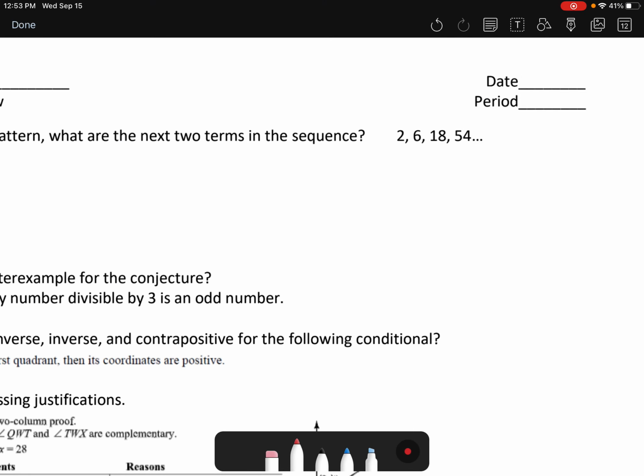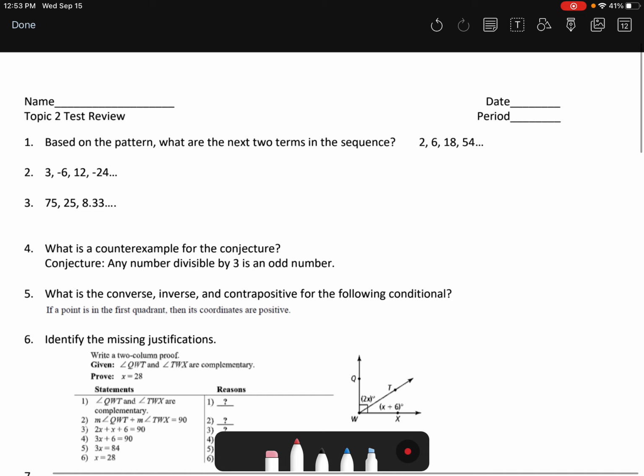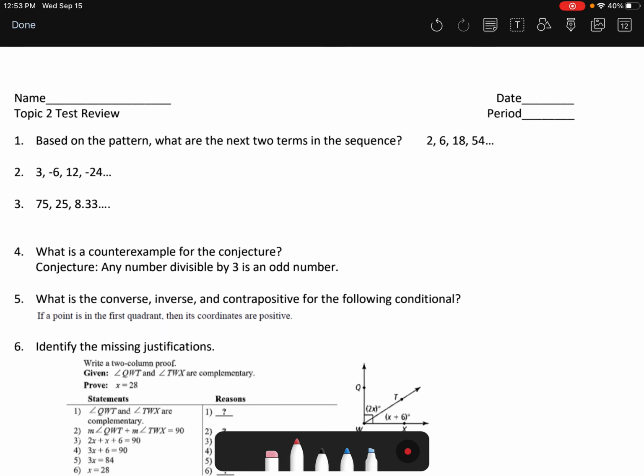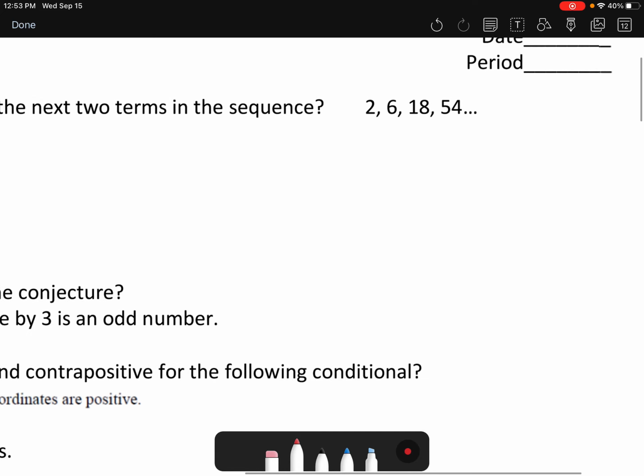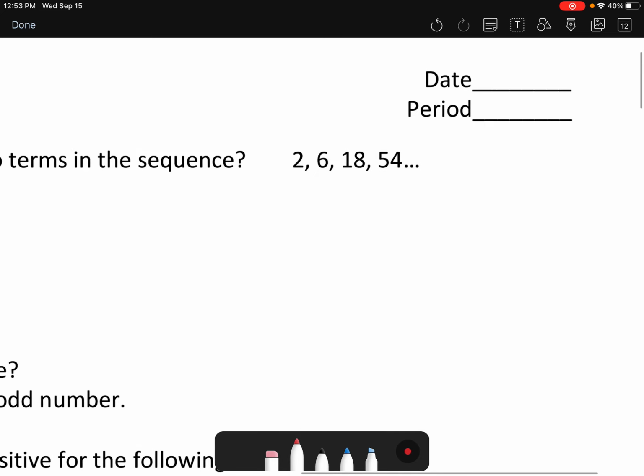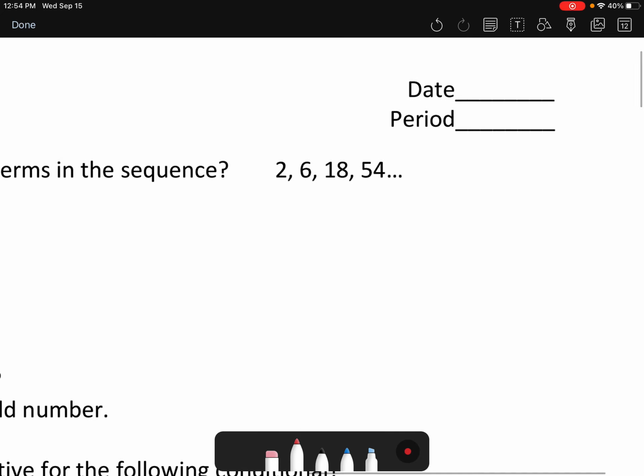Looking at the test review for topic 2, question number 1 asks the question, based on this pattern, what are the next 2 terms in the sequence going to be? All right, so it gives us the first 4 terms in this sequence, and we have to find the 5th and 6th term, the next 2 that come after it.